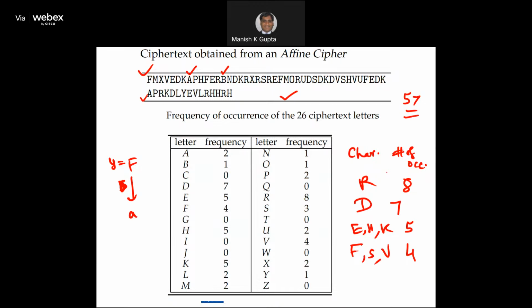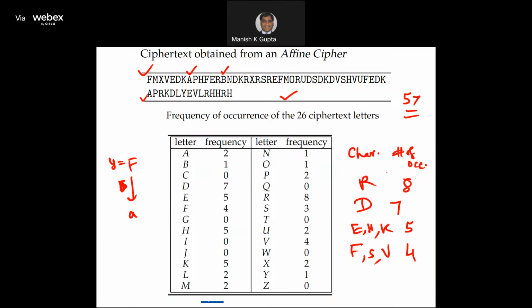So suppose a ciphertext is given. Obviously, I cannot read F, M, X, V, D, E, D, and so on up to RH, right? This is a ciphertext obtained from an affine cipher. So we know that the person is using the affine cipher, and the encrypted text is this. How do we break it?